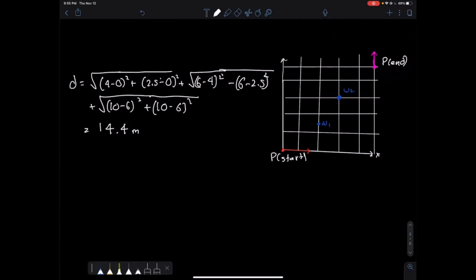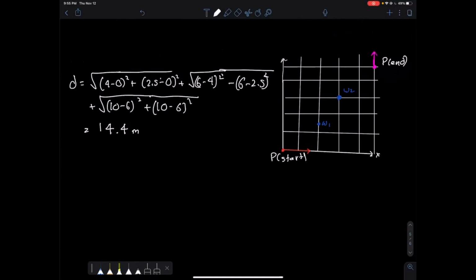Okay. The question specifies what P start, P end, and W1, W2 are. So those numbers I pulled are not just out of thin air. Those are from the question. It says P end is at 10, 10 facing pi over 2, which is why the pink arrow goes up.